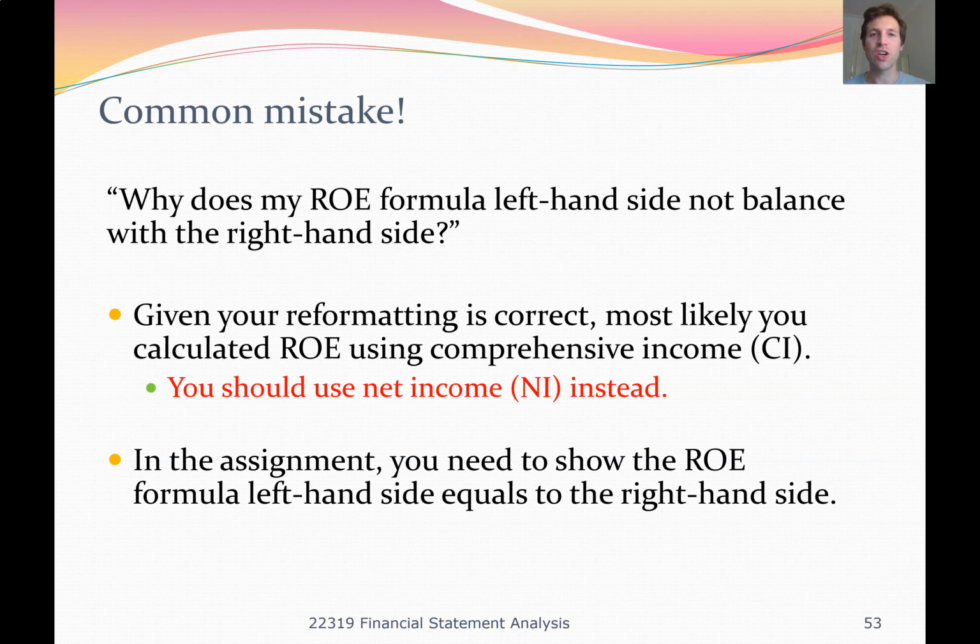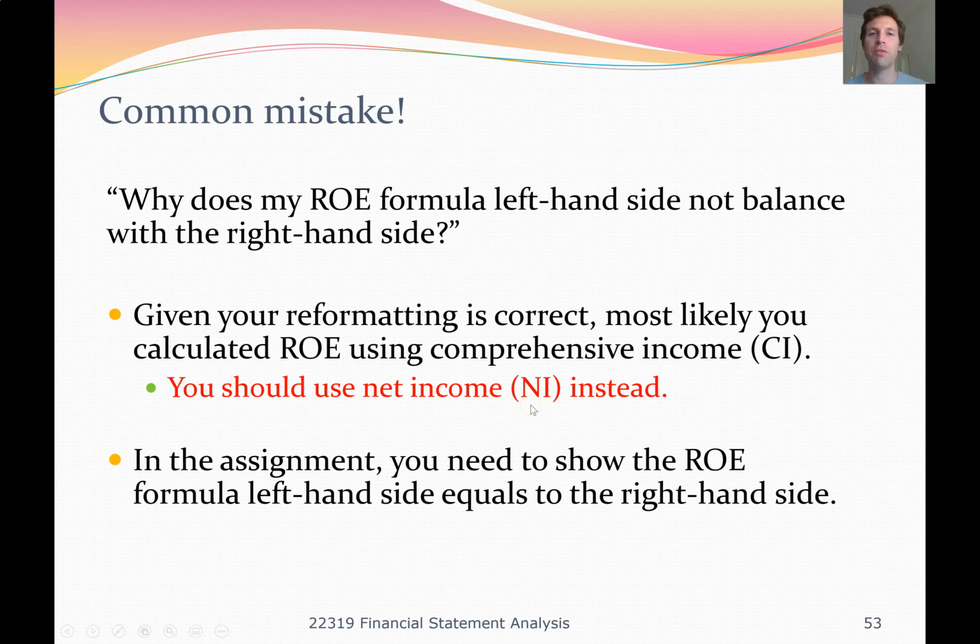We're starting to finish up our discussion of ratios. So what are some common mistakes that students make? When you calculate your return on equity, whether you calculate it as net profit over average equity or you use the advanced DuPont formula, you should get the same return on equity answer. They both have to equal each other. So if it doesn't equal, one of the most common mistakes is either you've made a mistake in your reformatting or you've used comprehensive income instead of net income.